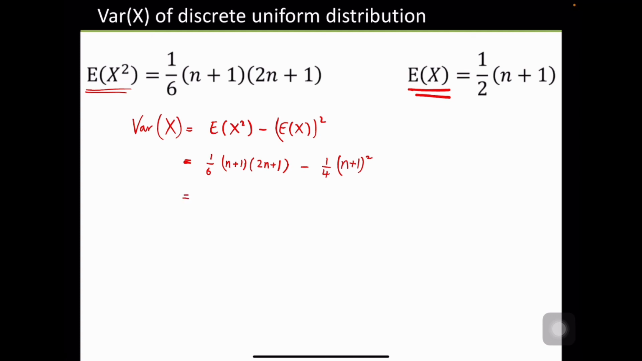I'm going to rewrite these two fractions so that they have the same denominator. So 2 over 12 n plus 1, 2n plus 1, take away 3 over 12 n plus 1 squared. So I'm going to take out a factor of 1 over 12 and n plus 1. So I'm going to open brackets here. 2 times 2n plus 1, take away 3 times n plus 1.